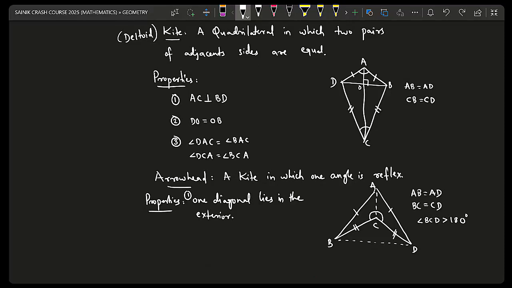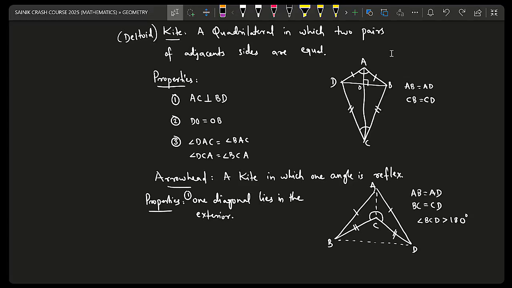Okay, sir. Jashvi, what is your doubt? Sir, I have a doubt in kite properties. Okay, what do you mean by kite? You understood the definition? Yes, sir. What is kite? It is a quadrilateral in which two pairs of adjacent sides are equal. So we can say AB and AD are equal in length, BC and CD equal in length. Now the first property is, if you draw the diagonals, what is the angle between diagonals you are observing, Jashvi?